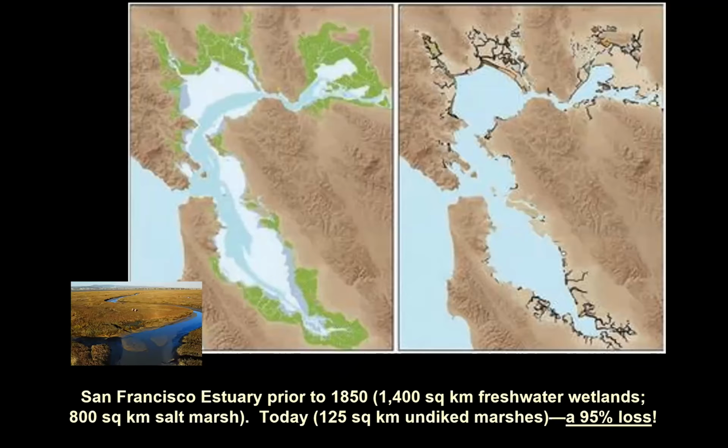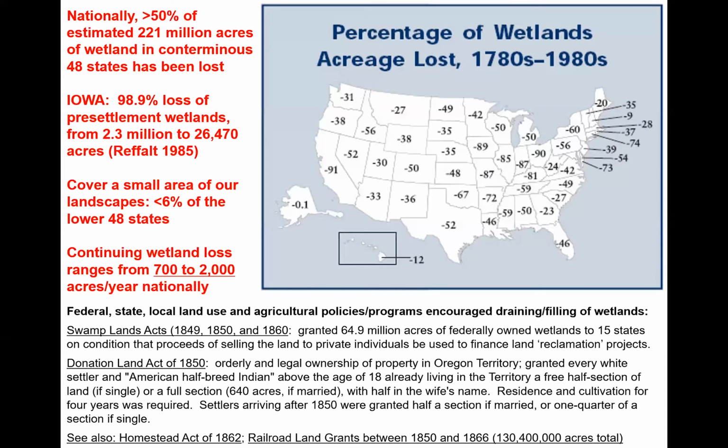For example, the San Francisco estuary prior to 1850 was huge. It was 1,400 square kilometers of freshwater wetlands and about 800 square kilometers of salt marsh. Today, about 125 square kilometers of undiked marshes exist. So prior to Eurasian settlement is on the left, and current wetland extent is on the right. So a 95% loss in the San Francisco estuary, largely as a result of urban, agricultural and industrial development.